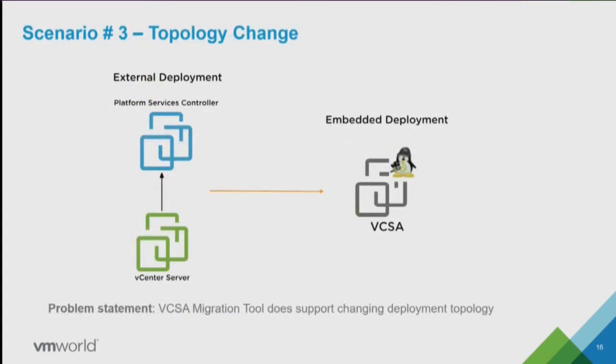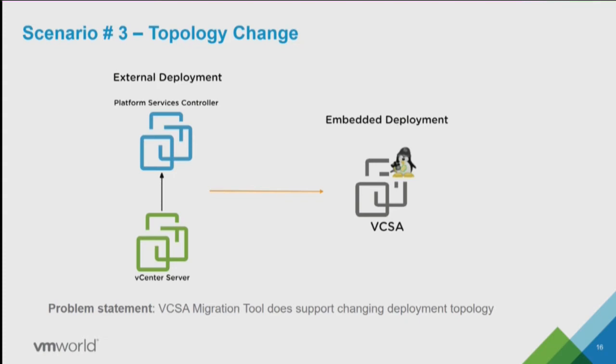And then lastly, the third scenario that we're going to be covering is around topology changes. This is the vCenter Server deployment topology. An example here is I want to go from an external deployment where I have my PSC running as an external system, and now I want to consolidate that and change it from an external PSC to an embedded VCSA. The other option could be going from an embedded VCSA and splitting that out to an external PSC. And again, we don't support topology changes.